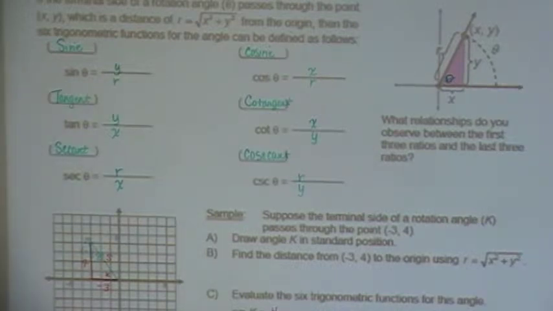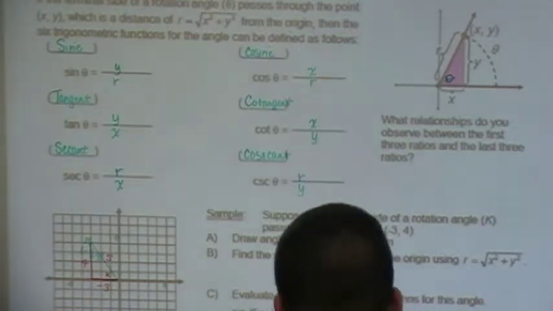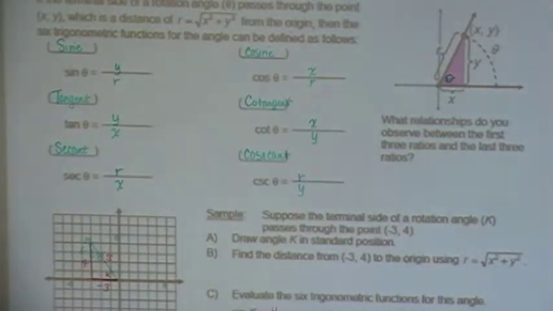And then we get to the new ones. Cotangent, you just flip over tangent. So it's -3 over 4. Secant, you just flip cosine. So it's 5 over negative 3. And cosecant, you just flip over sine. So it's 5 over 4.